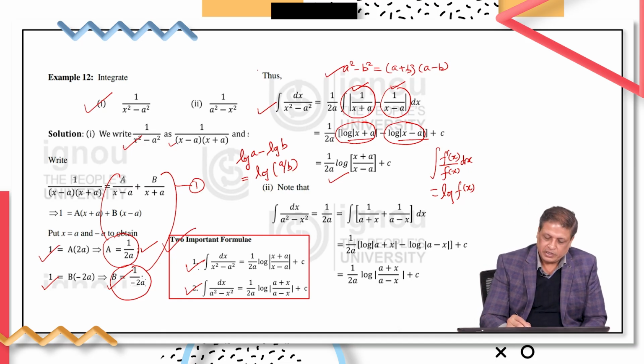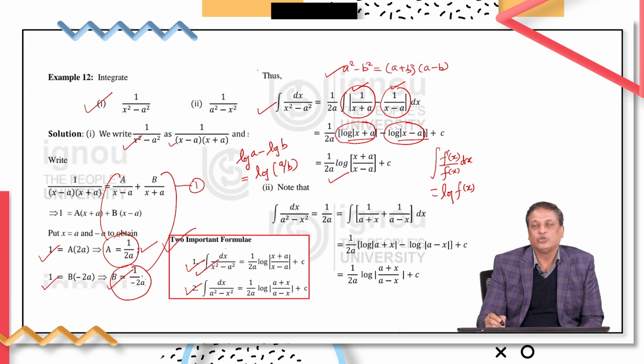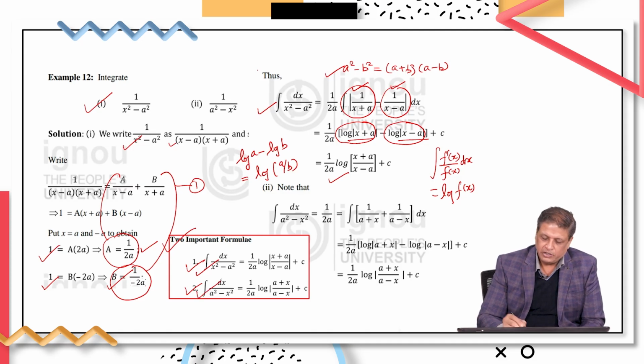So the entire expression after integration using partial fractions, you will find that integral of dx upon x square minus a square is equal to 1 over 2a log of (x plus a upon x minus a) plus c. Similarly, you can go for the other part, that is integral of dx upon a square minus x square is equal to 1 over 2a into log of (a plus x upon a minus x) plus c.